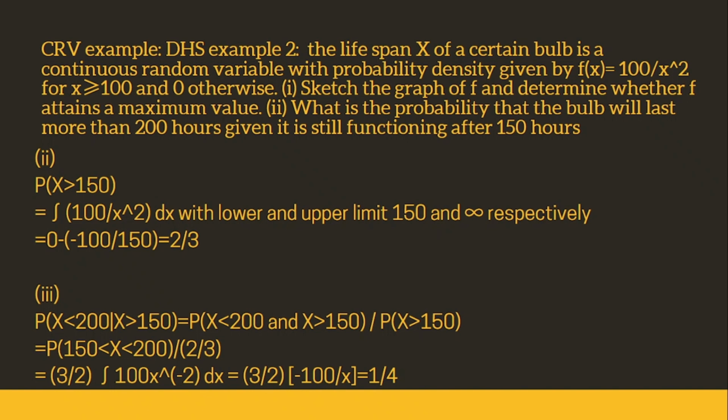So first of all, we need to find the probability it lasts more than 150 first. So we're going to integrate our 100 over x squared with lower and upper limit 150 and infinity respectively, which should give you 2 over 3.